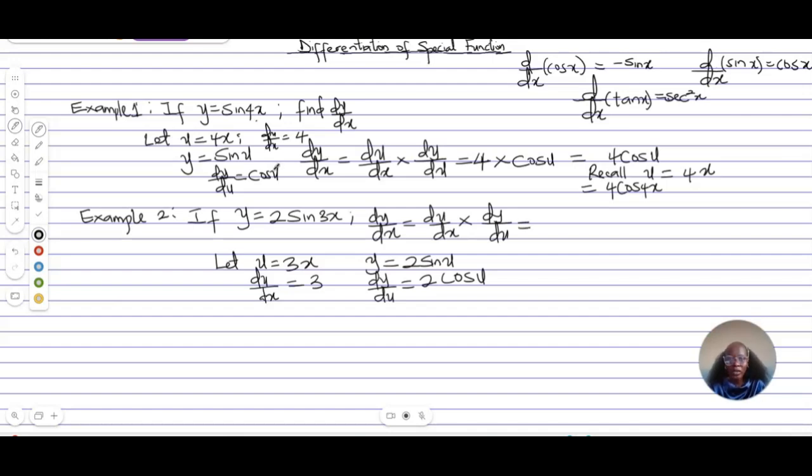Now let's substitute what we have into our formula to get dy/dx. du/dx is 3, times dy/du, which is 2 cos u. So this becomes 6 cos u. But remember that u is 3x, so substituting, our answer is simply 6 cos 3x. And then we are good.